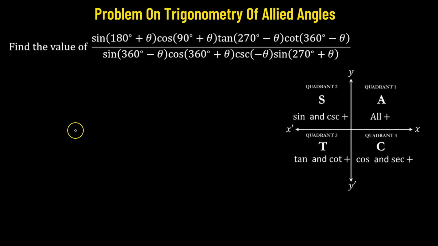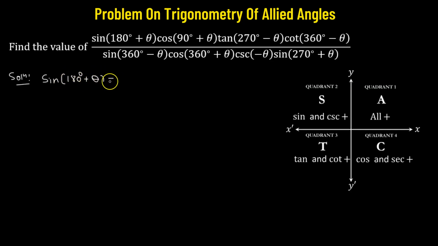We need to find out the value of the given trigonometric expression. So let us begin. First, we'll try to find out the values of each of the trigonometric ratios. So we'll start out with our first one. Here we have sine of 180 degrees plus theta.